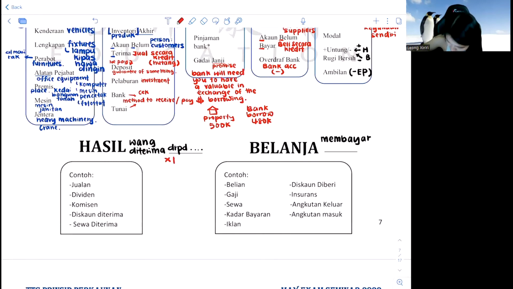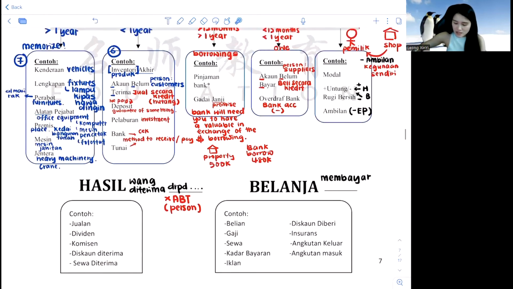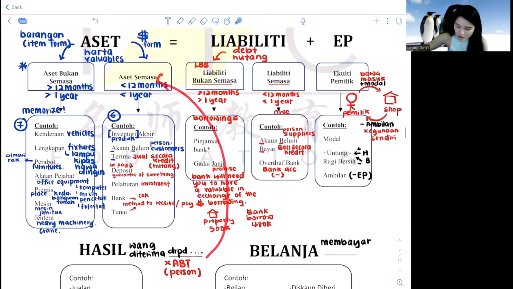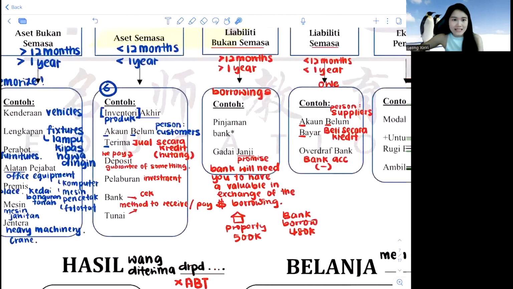if they put account belum terima, that is not hasil. Why? Because ABT is a person. How can you put it under hasil? Hasil must be a non-living thing. It must be just a term itself. But ABT is a person that we're referring to. So that ABT is gonna be related to your assets semasa already. That is talking about hutang, the debt.